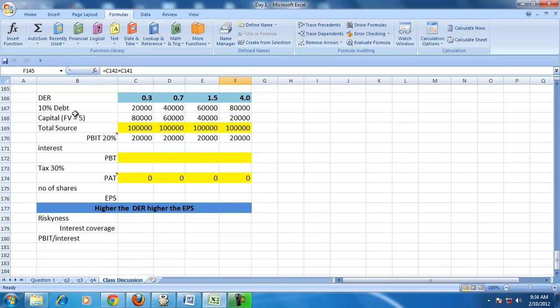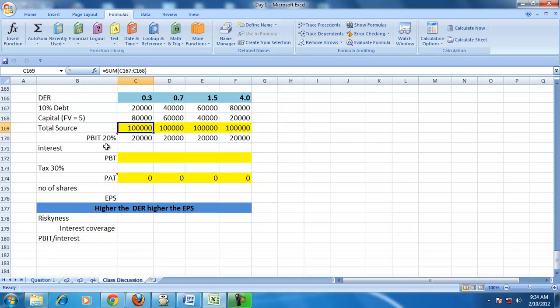To make the matter simple, I've assumed that there is only debt, which has a rate of interest of 10%, and the face value is 5. So the total capital employed is 100,000, and we are keeping that 100,000 constant over these 4 or 5 cases, but we are changing the debt equity ratio.